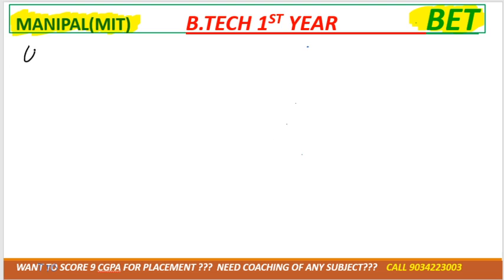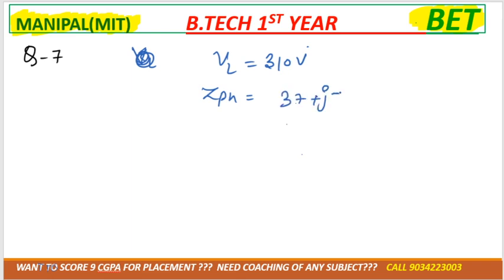Now next is question number 7. They said consider supply line voltage as 310 volt. So what they have given, VL is equal to 310 volt, and the per phase stator winding impedance, means ZPH, is how much? 37 plus J70, right?